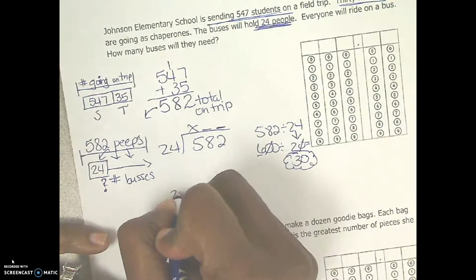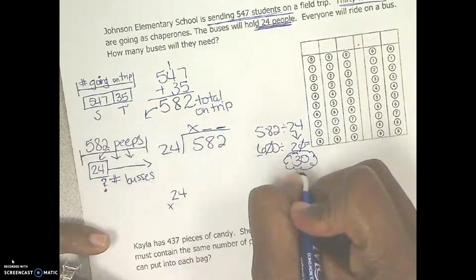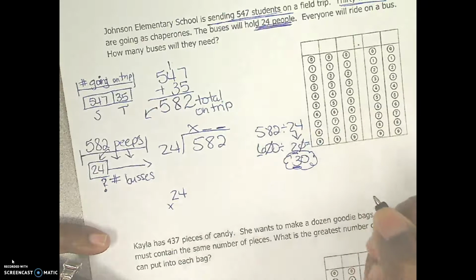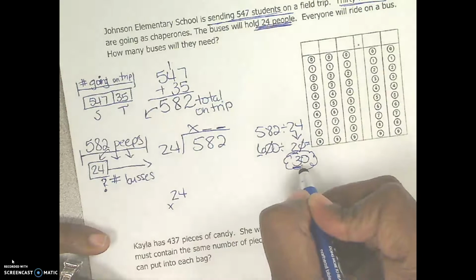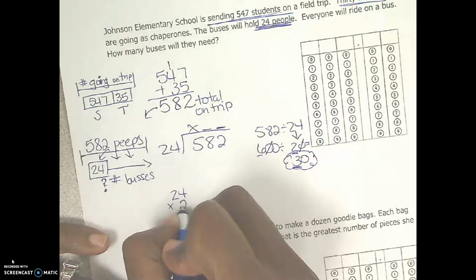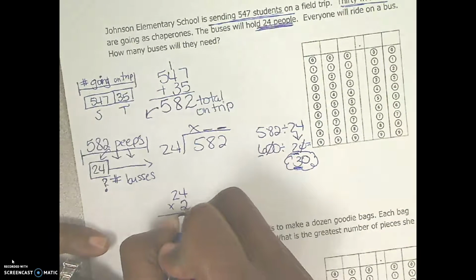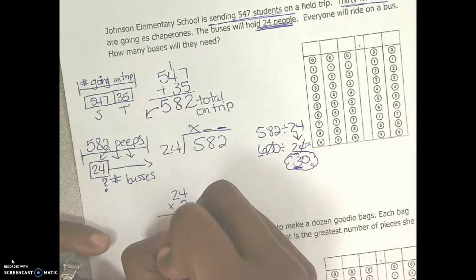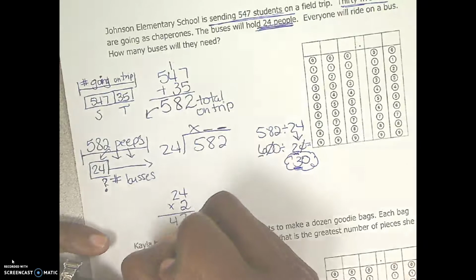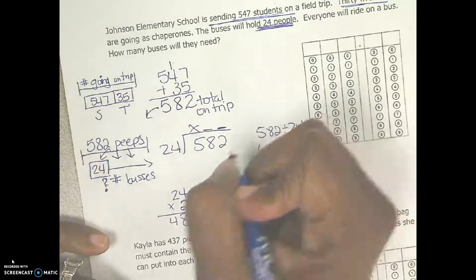Now I check to see. I know my answer is going to be close to 30. But I'm thinking 2 times 3 is 6. So that's going to be too big. I'm going to try 2. And we should know this because if you double 24, you get what? 48. That works.